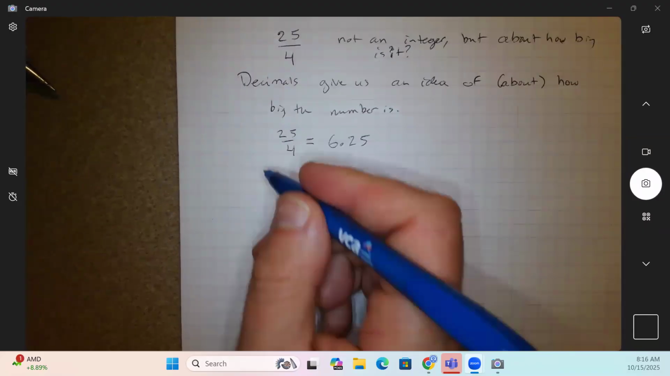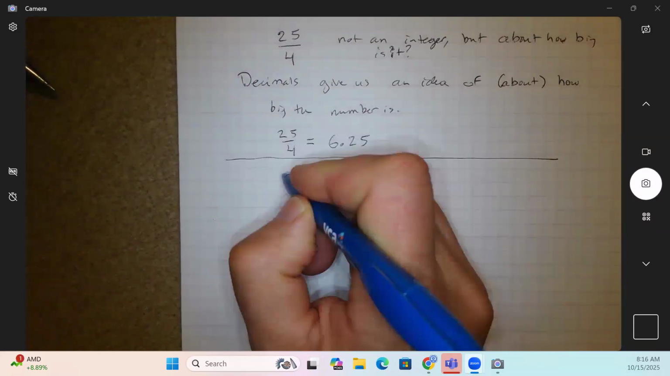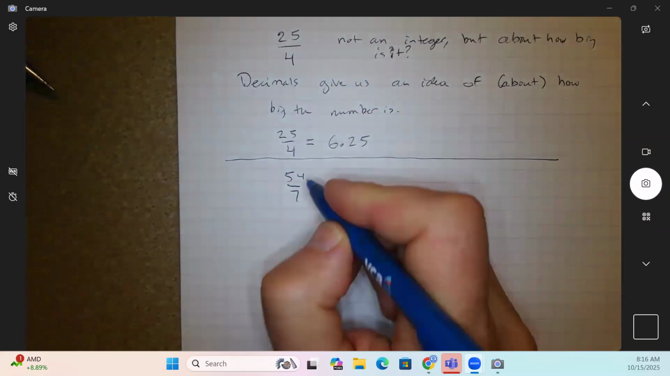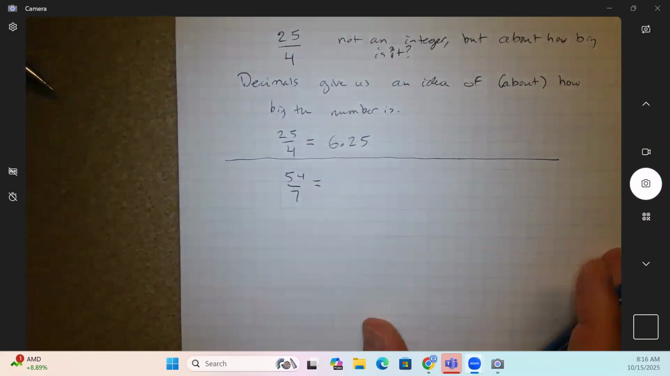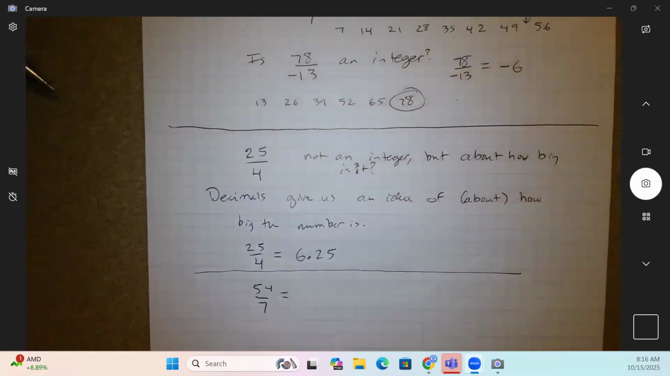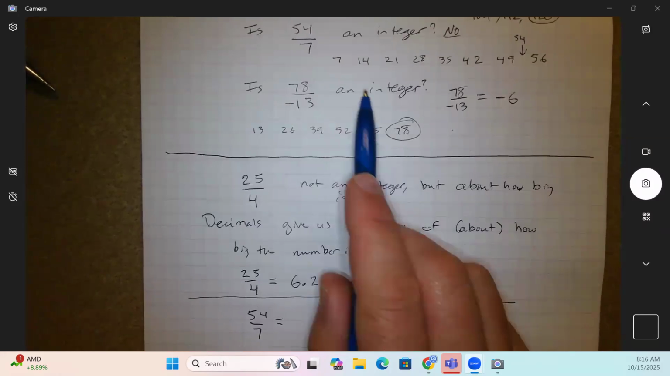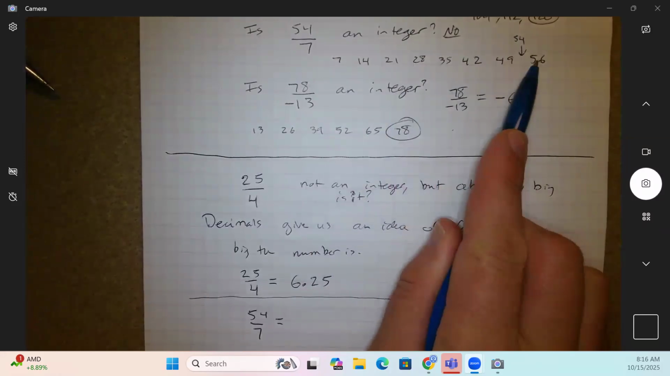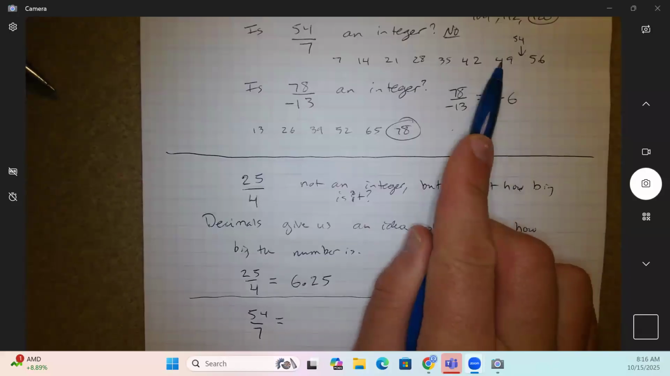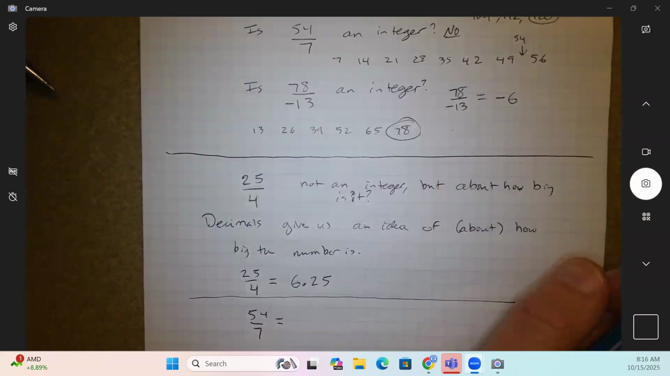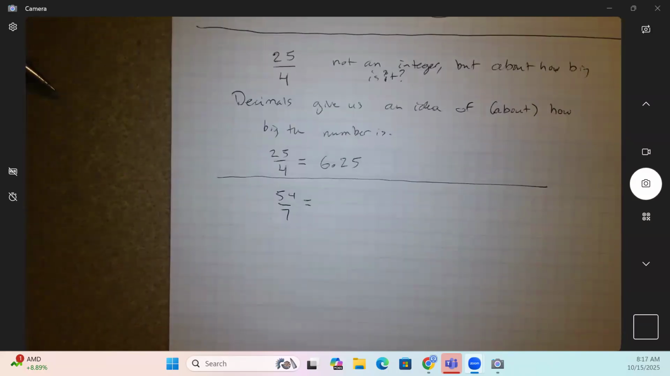Even some rational numbers, for example, 54/7 that we looked at before, about how big is 54/7, that's hard to say. I could use this counting thing to help me. 1, 2, 3, 4, 5, 6, 7. So it's a little bit less than 8, right? Because 7 got me to 49, and then I went a little bit past it with 8. But again, let's just find the decimal version of this.